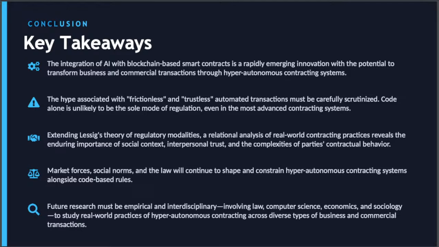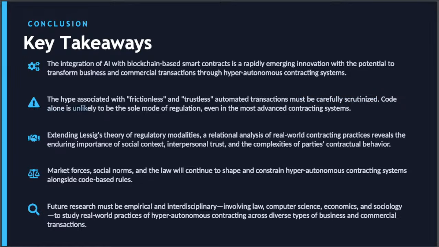All right, well, that takes us to our conclusion. Boy, this has been a long one, and salute to all you that have been able to stay here the whole time. Let's look at these key takeaways here. The integration of artificial intelligence with blockchain-based smart contracts is a rapidly emerging innovation with the potential to transform business and commercial transactions through hyper-autonomous contracting systems. But the hype associated with this frictionless and trustless automated transactions must be carefully scrutinized.